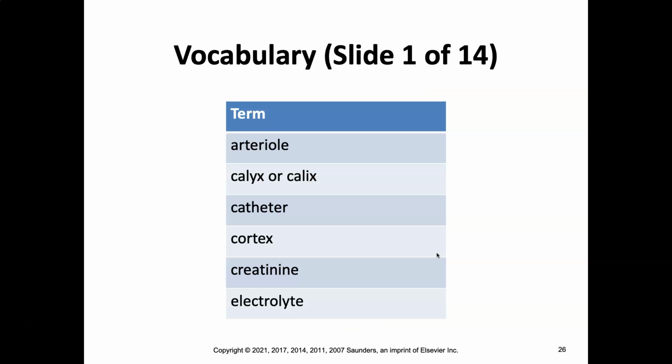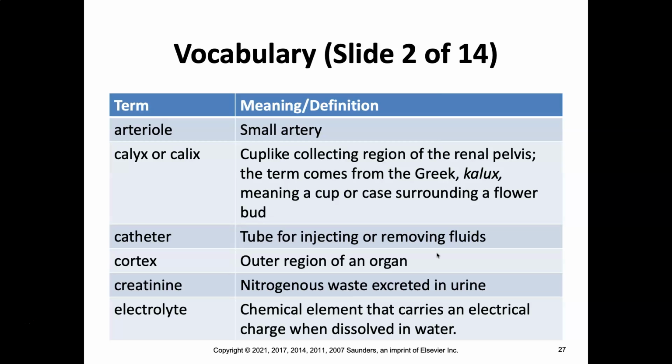So we are finally to a vocabulary list. We're going to see these nice terms and their meanings and definitions. Pay particular attention to things like calyx or calyx and how those are spelled differently.